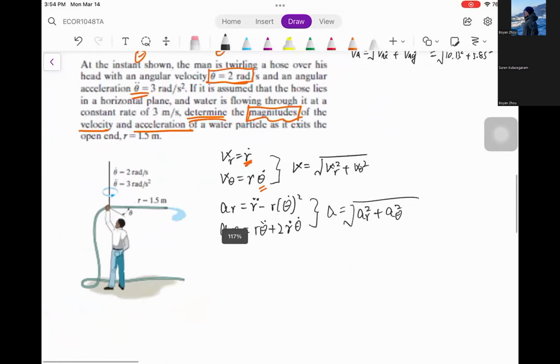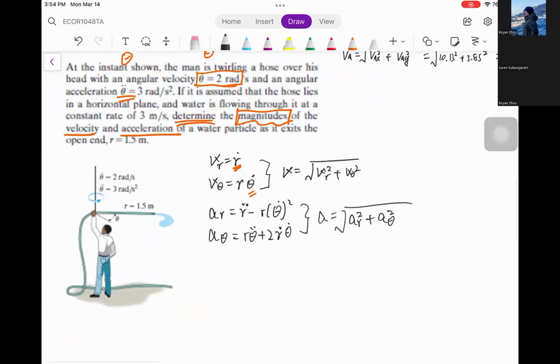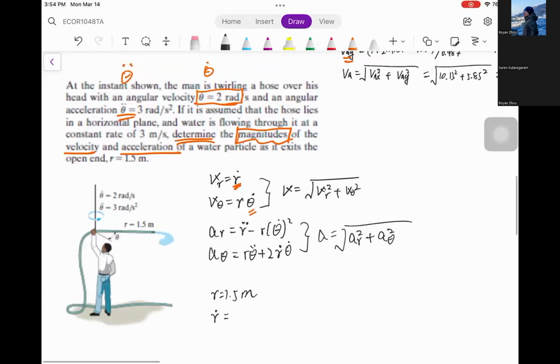Okay, so now we can make a list. We know R is equal to 1.5 meters. And are we given R dot? So R dot, let me see.